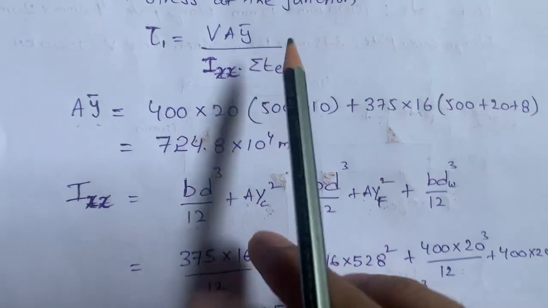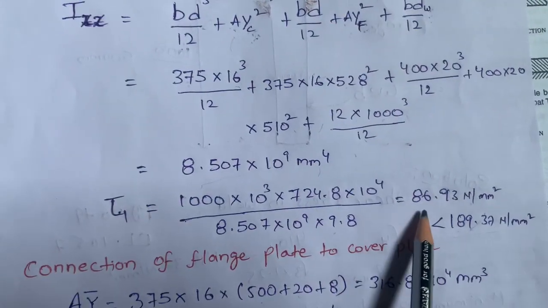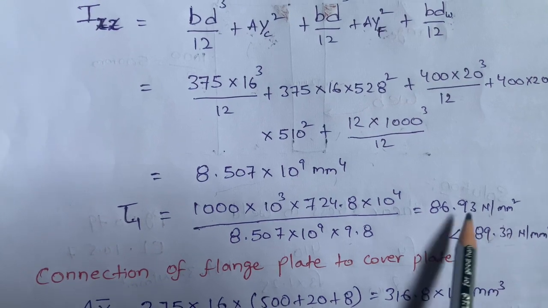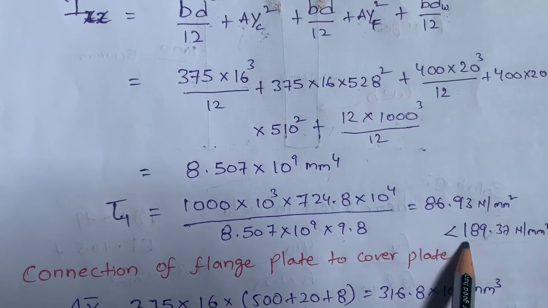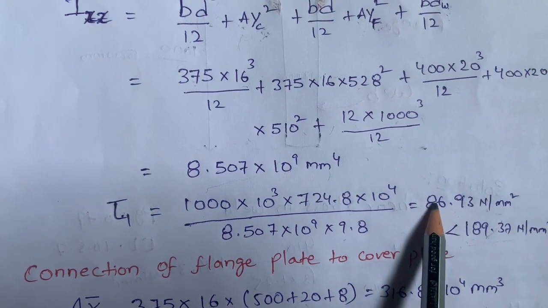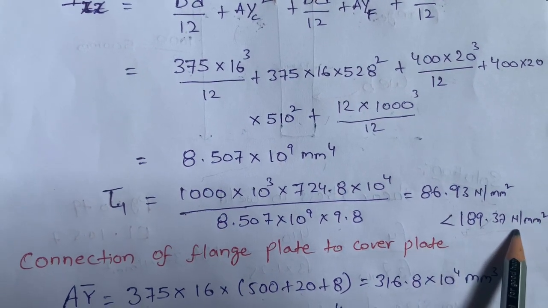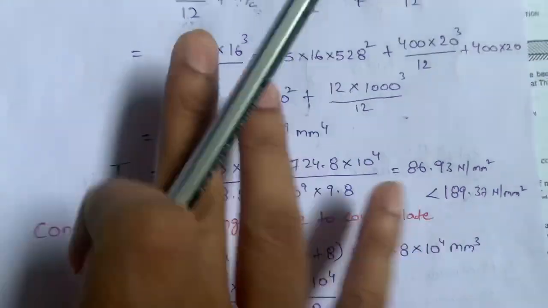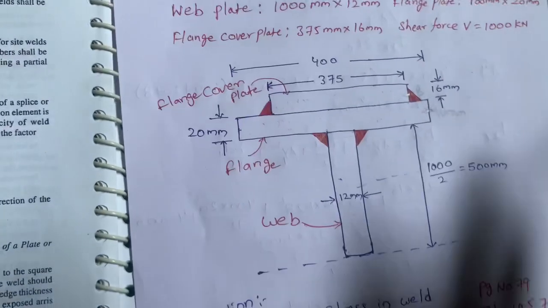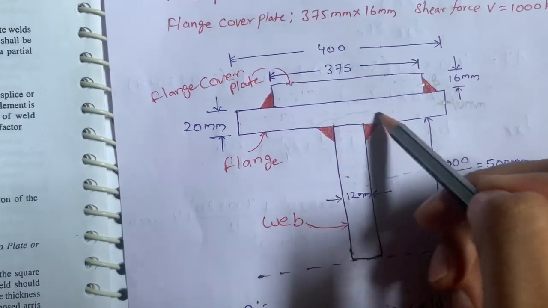So I substituted all the values in this equation. I got the value 86.93 Newton per mm square. This is less than the stress in the weld. So the shear stress in the junction is less than the shear stress in the weld. 189.37 is the shear stress in the weld. Like that, up to now we calculated this junction portion.